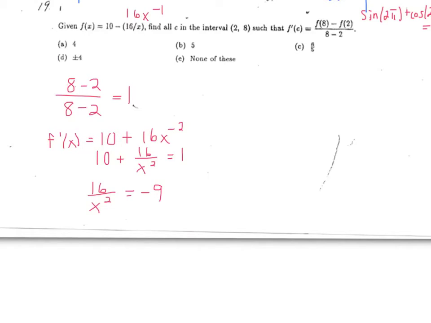Oops, definitely made a mistake earlier when I took the derivative. There should not be a 10 there. I'm going to cross them out. Okay, so 16 over x squared would equal 1. So 16 would equal x squared. So x would be plus or minus 4. However, we only want the x value that's in the interval between 2 and 8. So we would just want x equals 4.